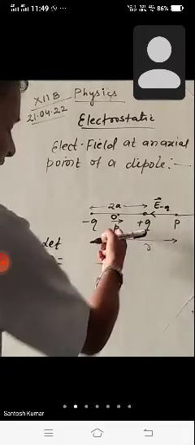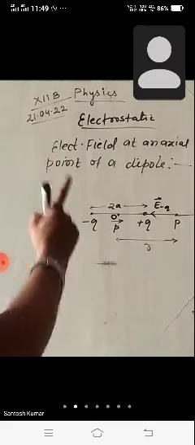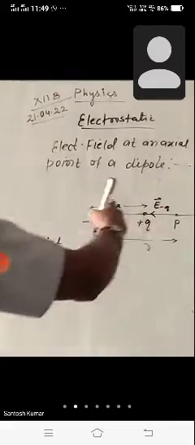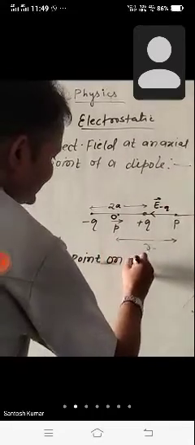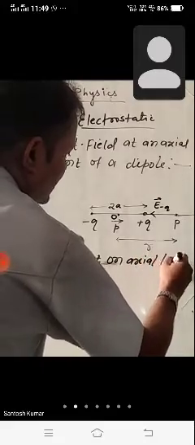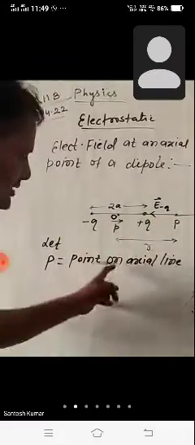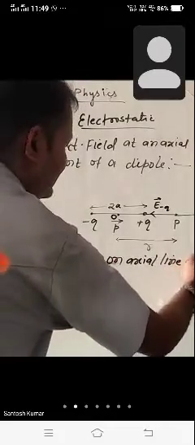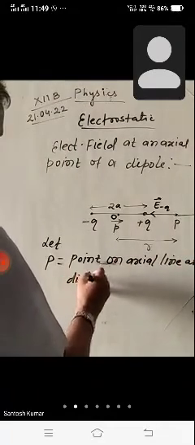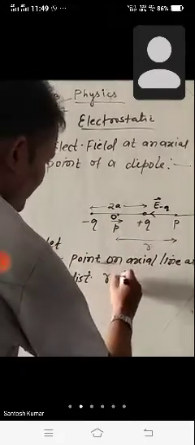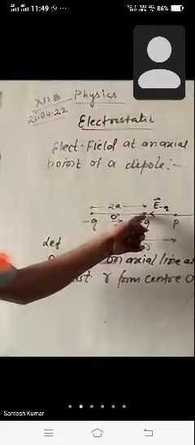This P is the electric dipole moment. So what is this point P? Where is this point situated? On the axial line, along the axis. And what is its location? At distance r. So, point P is on the axial line at distance r from the center O of this electric dipole.